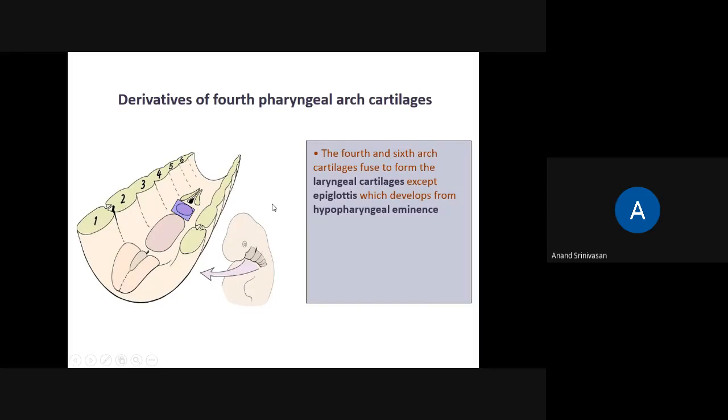You know the laryngeal cartilages, right? The thyroid, cricoid, arytenoid, corniculate, and cuneiform. Except for the epiglottis, the rest of them arise from the fourth pharyngeal arch. The fifth pharyngeal arch, as I said, disappears. So there are only four pharyngeal arches.